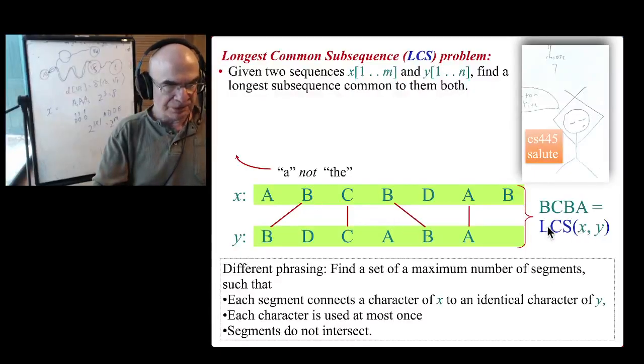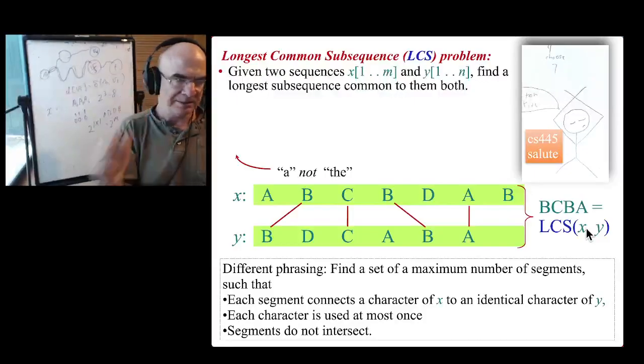By the way, a possible LCS of X and Y in this example will indeed be BCBA, right? BCBA is a subsequence both of X and of Y. It has 4 characters, the length is 4, and you'll figure out that you cannot find an LCS of length 5 in this example.